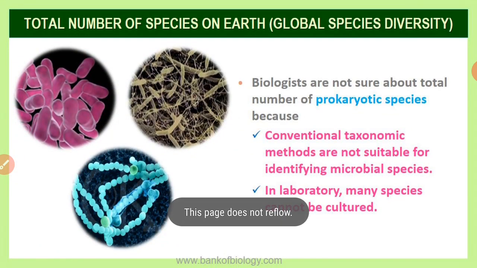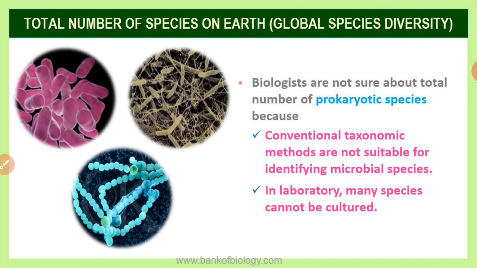So here, regarding the total number of species on the earth, that is global species diversity, biologists are not sure about the total number of prokaryotic species, because conventional taxonomical methods are not suitable for identifying microbial species. And in the laboratory, many species cannot be cultured. So these are all the problems you can find.